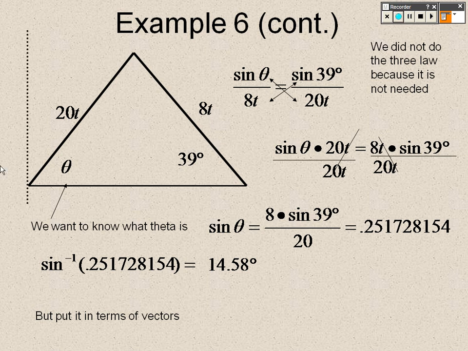So in terms of vectors, though, because you want things in terms of vectors, this angle right here is 14.58. So 90 degrees, I need to find out what this angle is for vectors. So you do 90 minus 14.58, so that's 75.42. When you do vectors, you always do north or south first. So it's north 75.42 degrees east would be the correct answer.